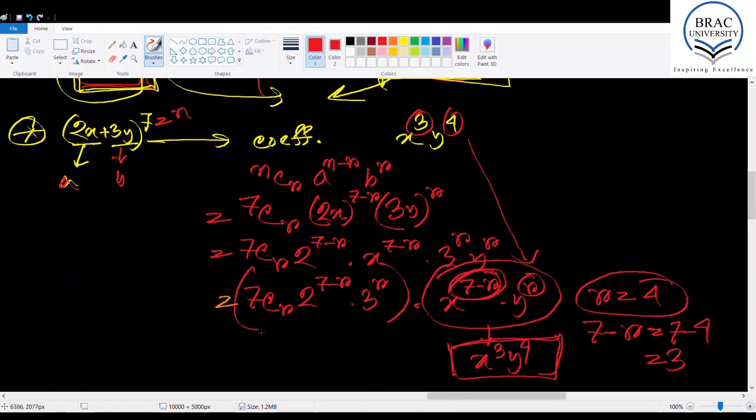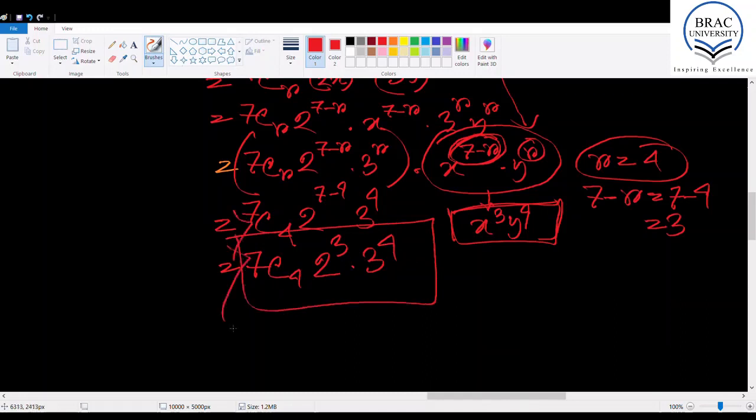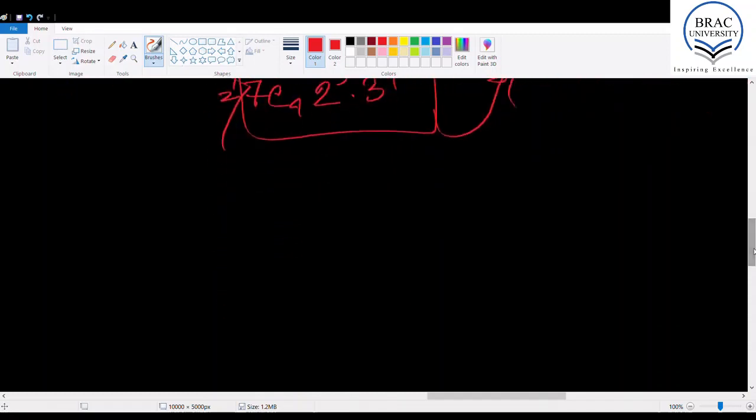So we'll have to determine this value, and this is very simple. 7C4 2 to the power 7 minus 4 into 3 to the power 4. It means 7C4 2 to the power 3 into 3 to the power 4. So this is the coefficient of x cube into y to the power 4. Okay, let's move to the next question.